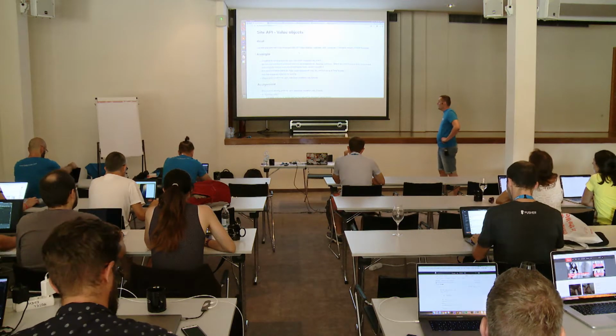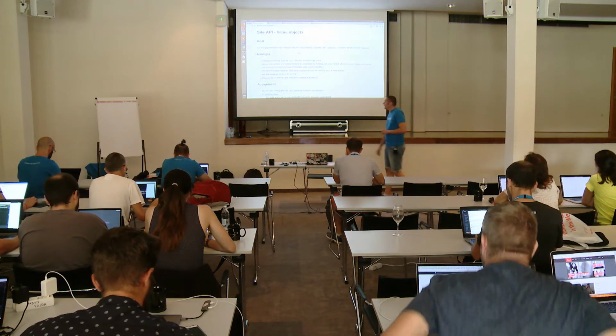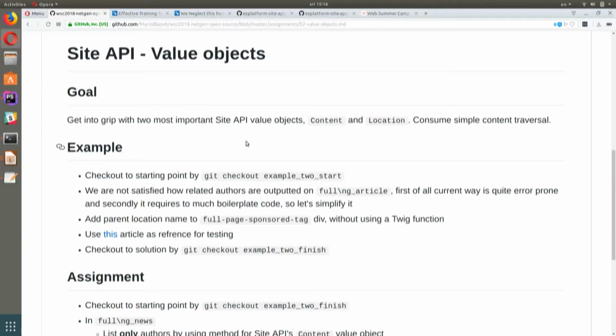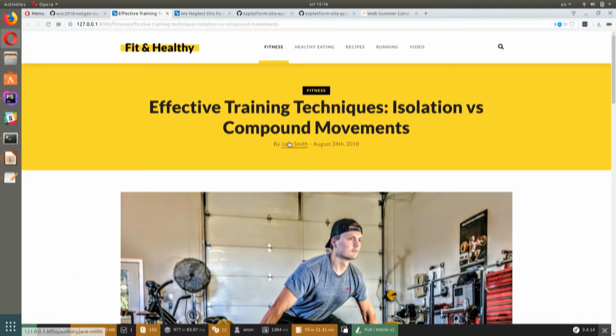Okay, now we have an example. This time, we'll show the value objects example. So first of all, you have to check out the example to start. Basically, we have some default way of fetching the related authors. For example, if you open this prepared article, we have this related article that is related inside the object relation list field.